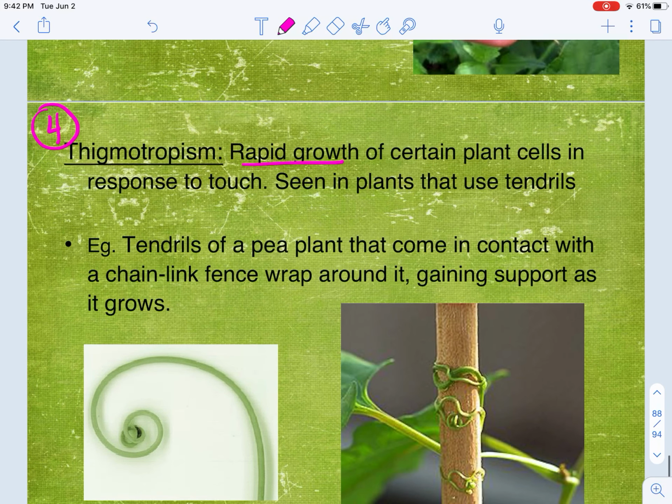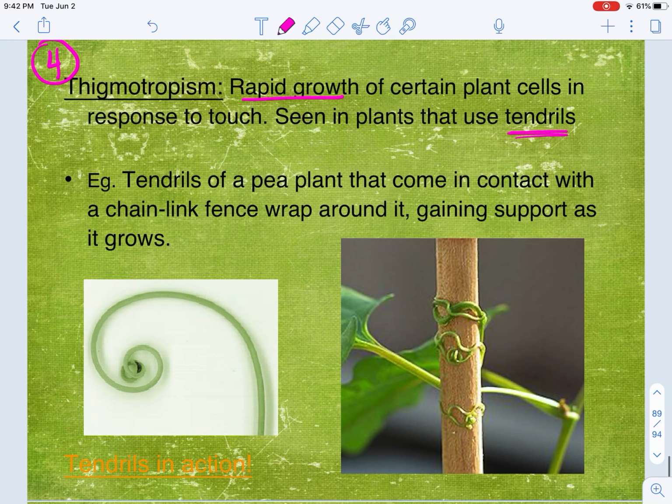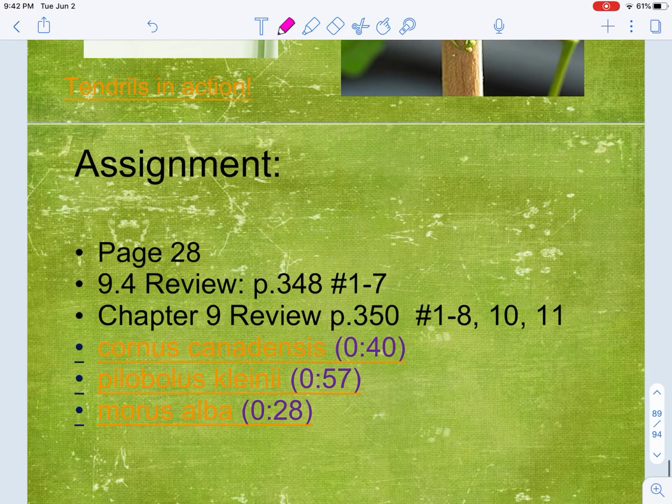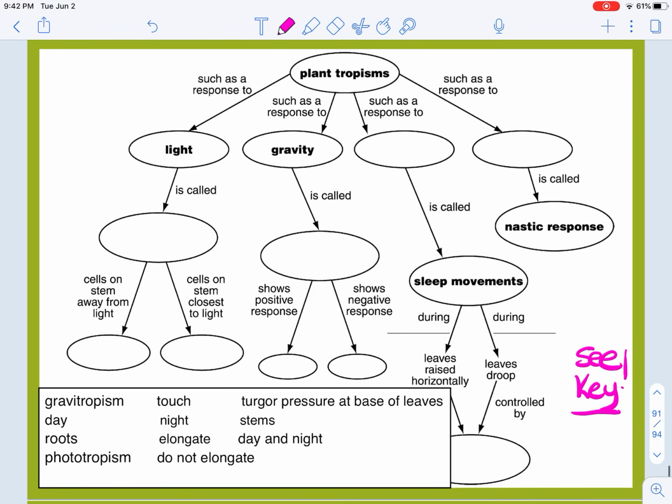Number 4, thigmotropism is when a touch makes rapid growth happen. So this is an example of why tendrils, like from peas and maybe beans and other vines that come into contact with a fence or some other tree that's nearby, will wrap itself around it and support itself. And that is thigmotropism.